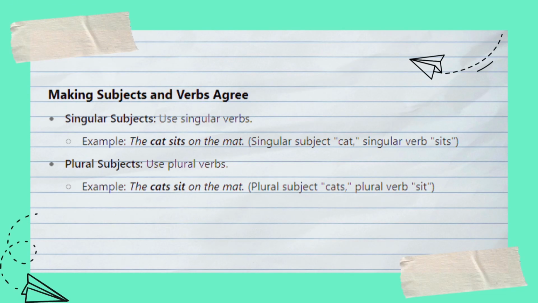Okay, again, singular subjects use singular verbs. Plural subjects use plural verbs. Now, ganun pa rin. Baliktad sila. Si nouns, to make it plural, we add s, right? But yung plural form ng verb is without s. Okay, the cats sit on the mat. So, plural subject, cats, plural verb, sit.